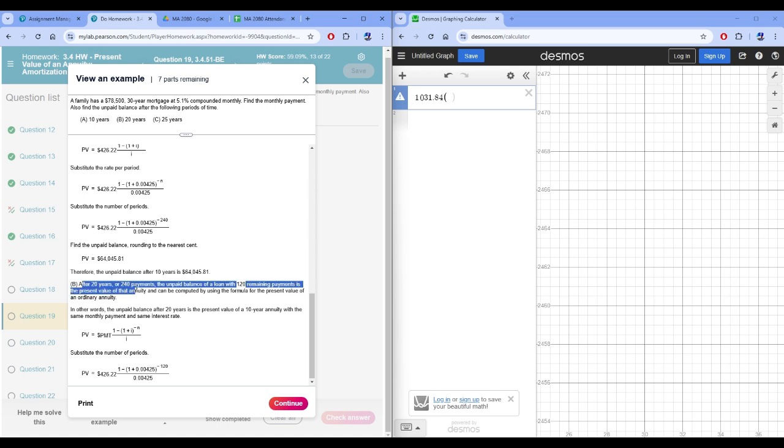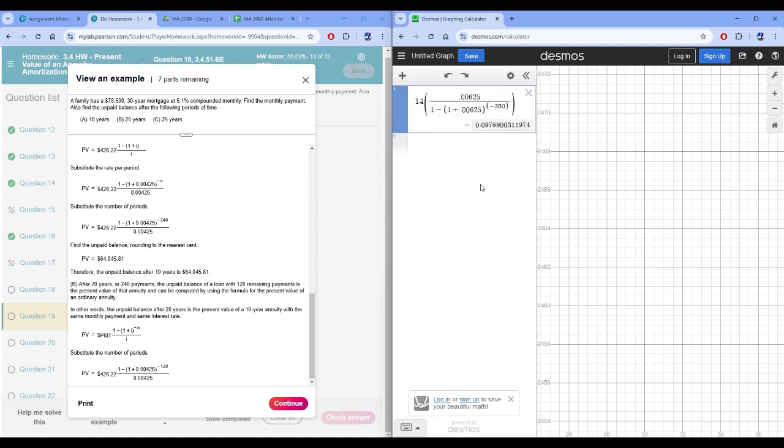Wait, what? After 20 years, the unpaid balance of a loan with 120 payments remaining is the present value of that annuity and can be computed by using the formula for the present value of an ordinary annuity. In other words, the unpaid balance after 20 years is the present value of 10 years. You mean to tell me that if I would have done negative 260? Negative 26? I don't remember where it was. Control Z.